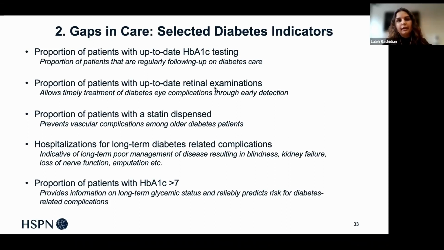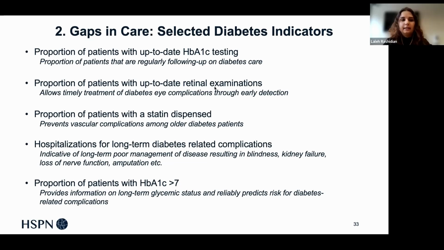So we will be looking at 5 specific diabetes related indicators, which are listed here on this slide. The first 3 of these indicators, patients up to date with HbA1c screening, patients that are up to date with retinal examinations, and patients that have had statins dispensed, are related to diabetes management at the population level. They're not outcomes per se.